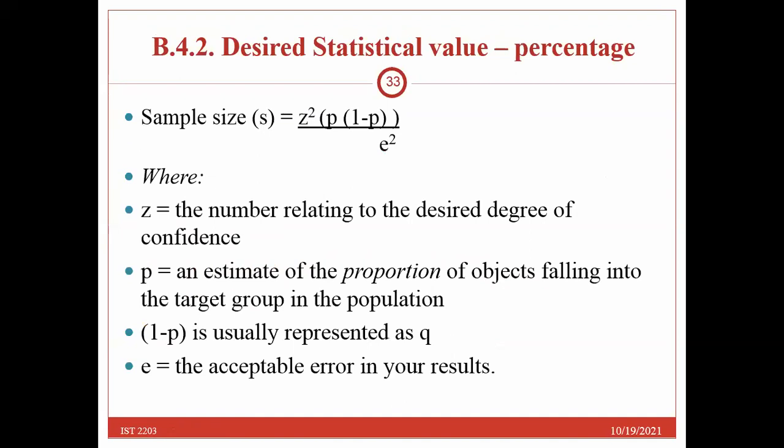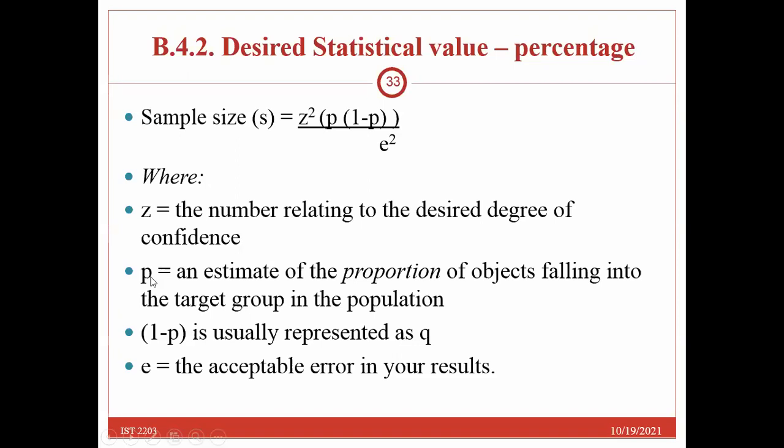Then, if what you want to find out is the percentage, or the proportion, of a population that has a certain feature you're looking for, then the equation is different. Is Z still the same Z that is relating to confidence? But now you have a new factor, P, which is an estimate of the proportion of objects falling into the target population. So you want to know, let's say, what percentage of the people are rich, what percentage are poor, what percentage have that.